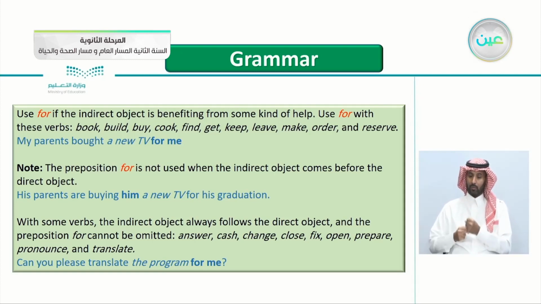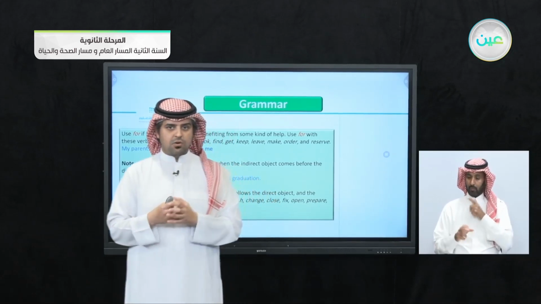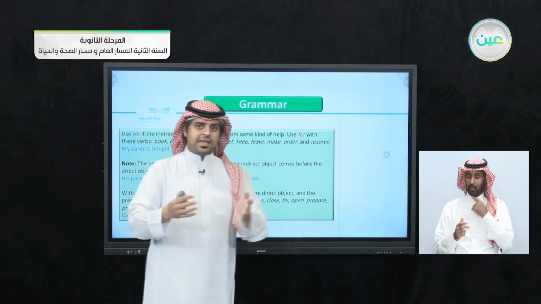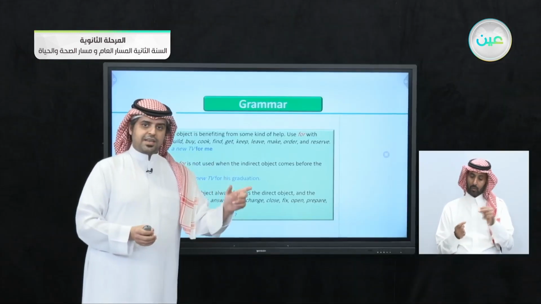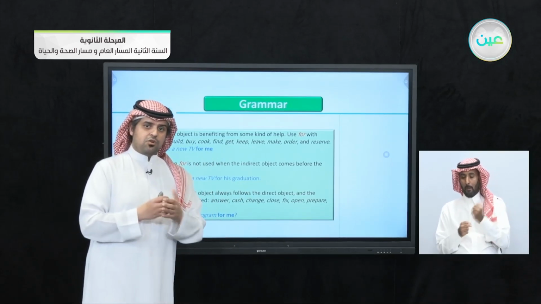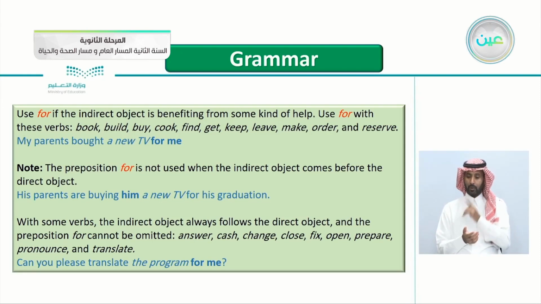For example, here, my parents bought a new TV for me. I'm not receiving the TV. They bought it for me. So I'm benefiting here by getting the TV from my parents. Note the preposition for is not used when the indirect object comes before the direct object. Same as to. If the indirect comes before the direct, we omit the preposition. His parents are buying him a new TV for his graduation.